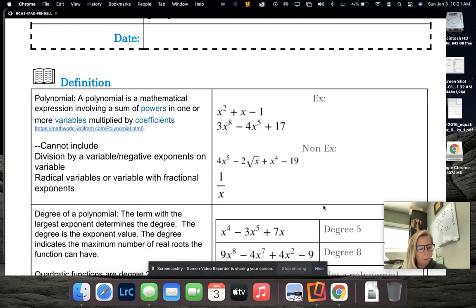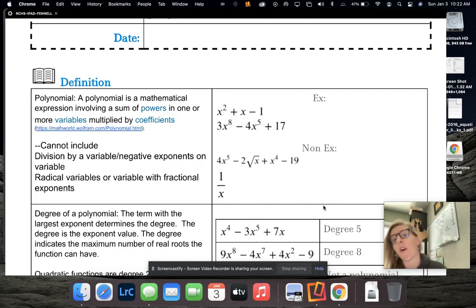Okay, so what is a polynomial? A polynomial is a multi-term expression, right? So we have a quadratic is a multi-term expression, typically with 3 terms, right? We have our squared term, our linear term, and then our constant. An equation of a line is also a polynomial, so we have some examples there.